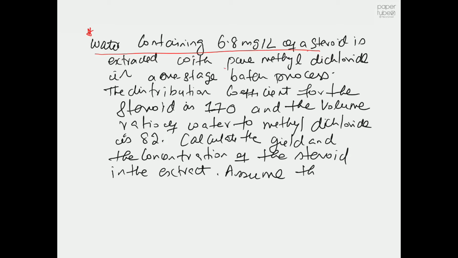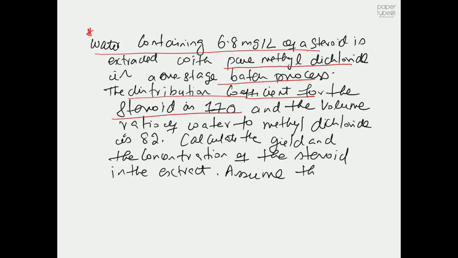We are going to use pure methylene dichloride. So our solvent is going to be 100% pure, which means this problem is going to be very simple, using a simple batch process. And then the distribution coefficient for the steroid is 110. So far we never used this term distribution coefficient, so that's why we are solving this problem. So you will know what is distribution coefficient very soon.